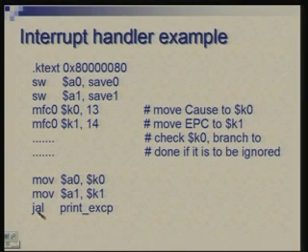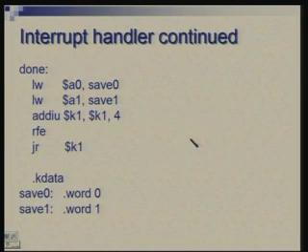Here what we are trying to do is calling a print routine which will print the value in K0 and K1, which are cause and EPC. Then when you are done, you restore values of A0, A1 from these memory locations. EPC contains the address of the instruction which caused the exception, and now you want to resume from the next instruction onward. So, you add 4 to that and do JR.